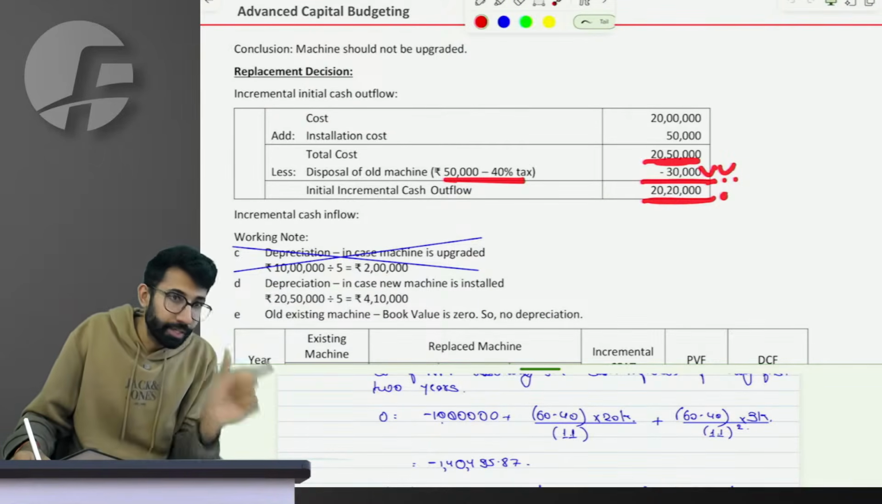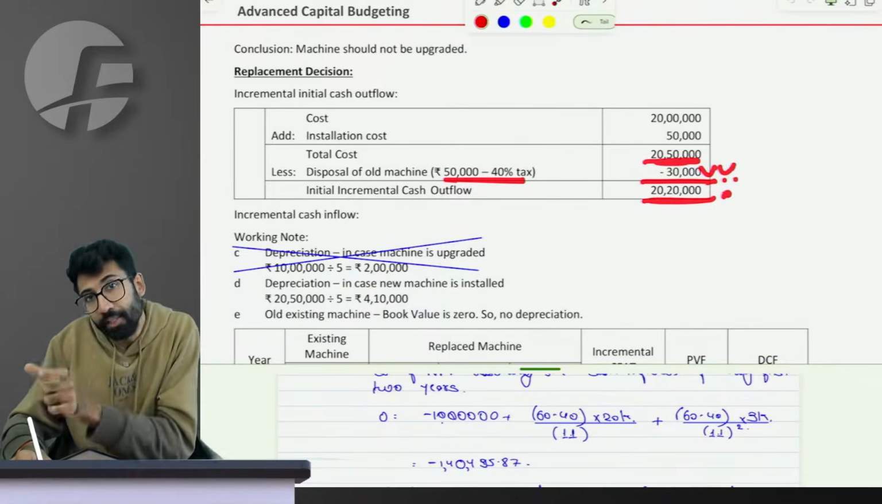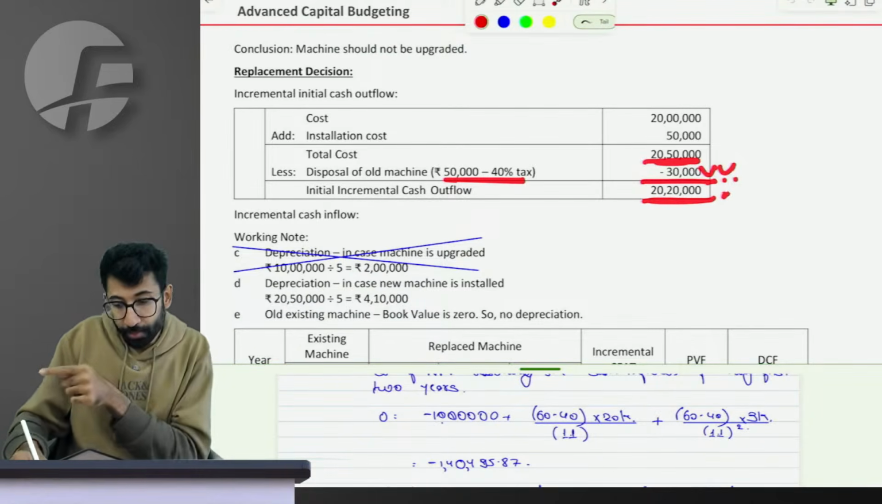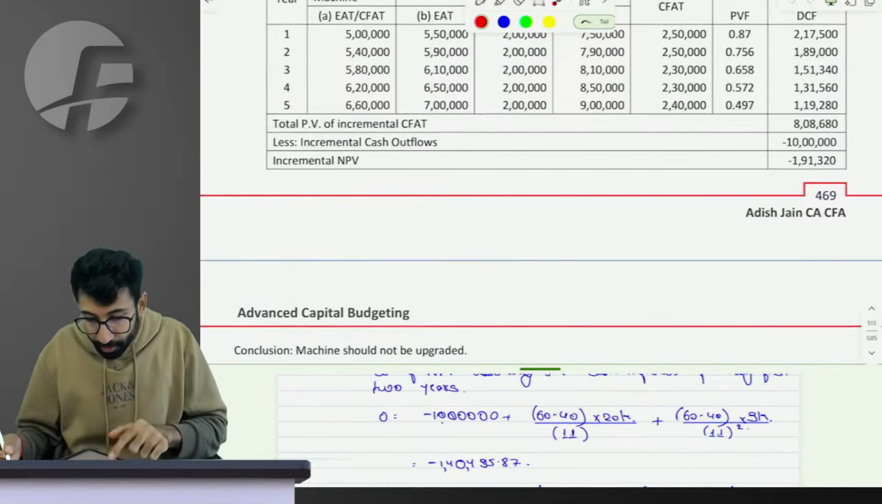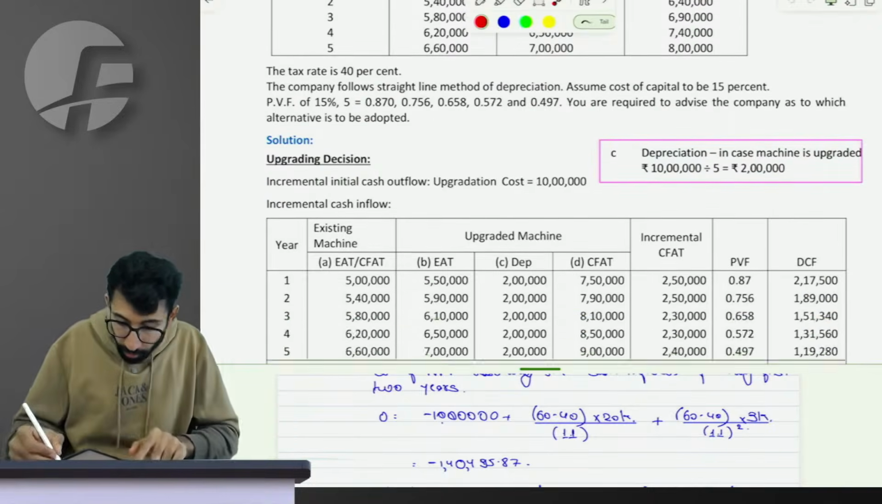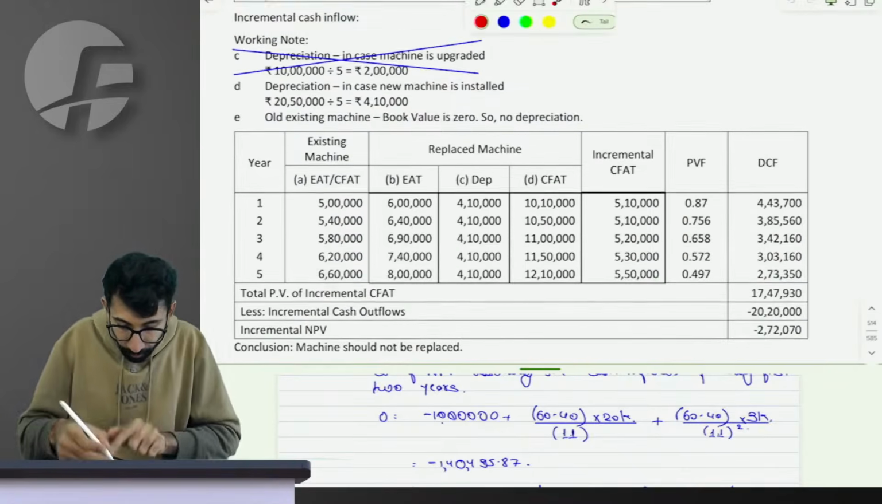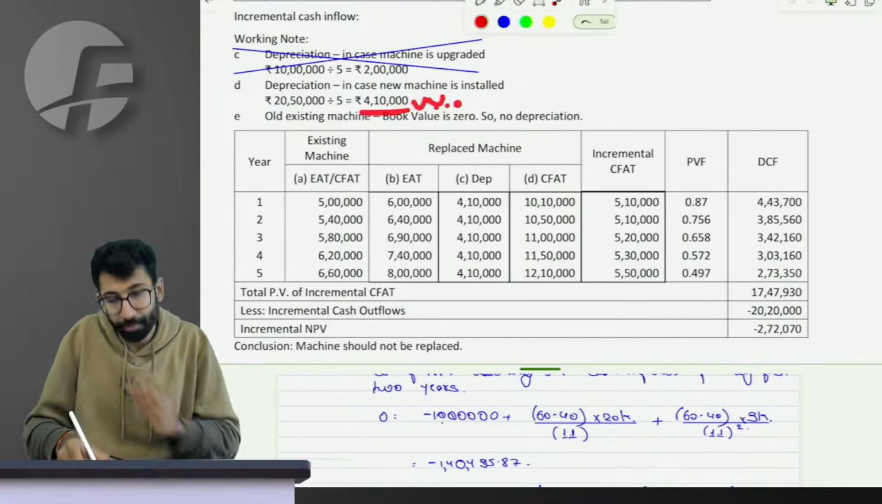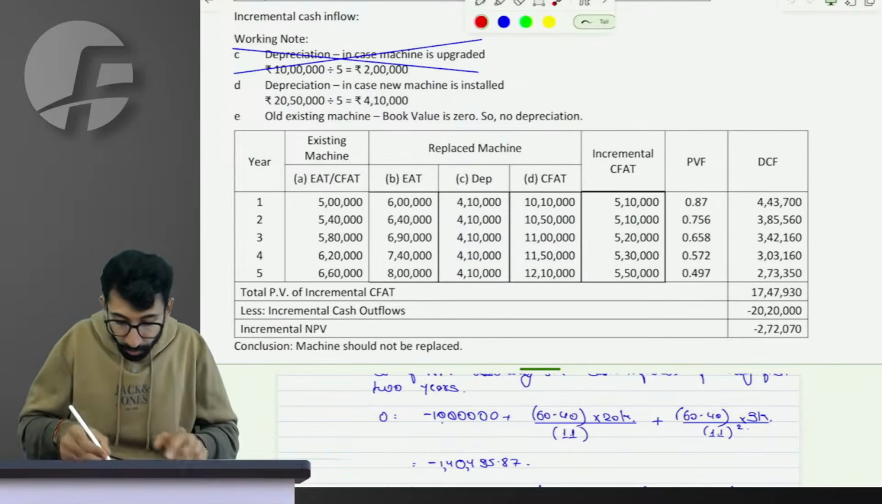So incremental here, nothing is blocked if I use the old, no investment. If I sell the old and buy the new, then investment of 2020 net outflow. Fine. Sir, incremental, first the amount of depreciation. Old, no depreciation. New, the total cost for new is 2050 divided by 5 years, gives me 4,10,000 of depreciation every year. Incremental annual cash inflows.